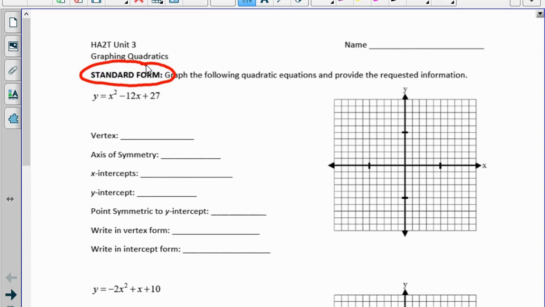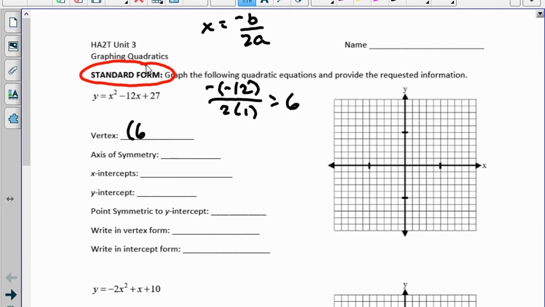Remember, we get the vertex by figuring out that x equals negative b over 2a. So in this case, a is 1, b is negative 12, c is 27. So the vertex is going to be negative negative 12 over 2 times 1. So our vertex is 12 over 2, which is 6. So the x value of the vertex is 6.